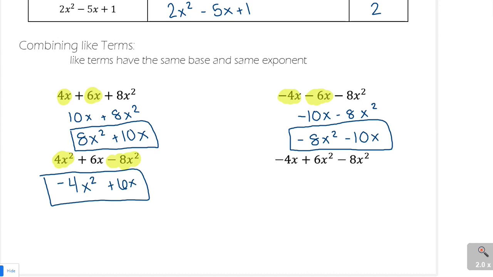Our last one here, negative 4x plus 6x squared minus 8x squared. Our x squareds are like terms, so I combine them. 6 minus 8 gives us negative 2x squared. Bring down your negative 4x.